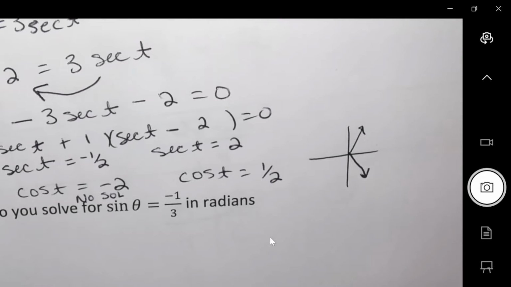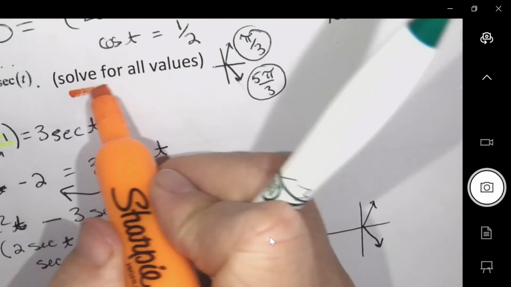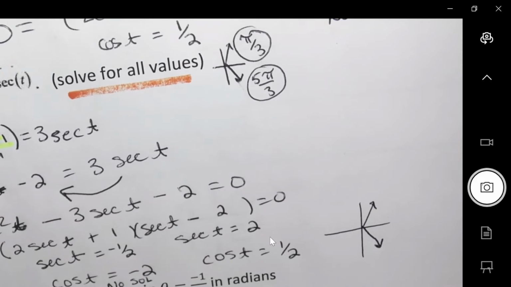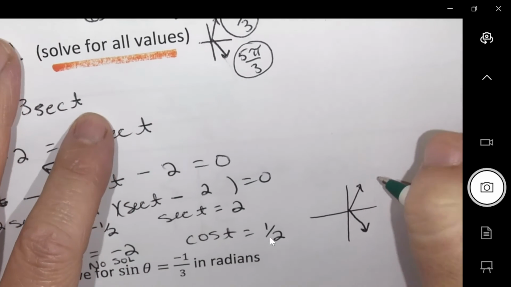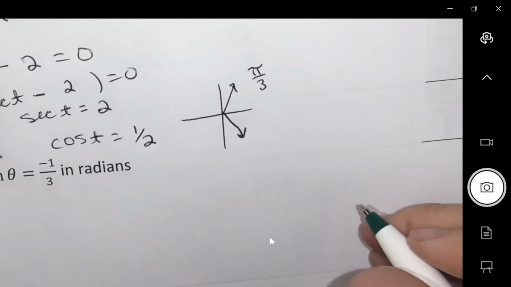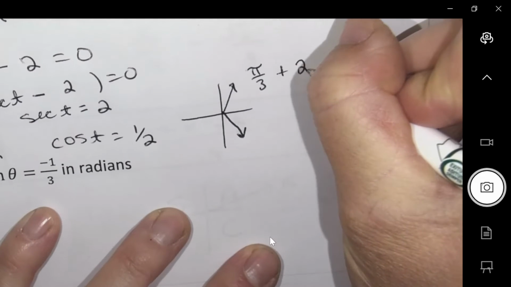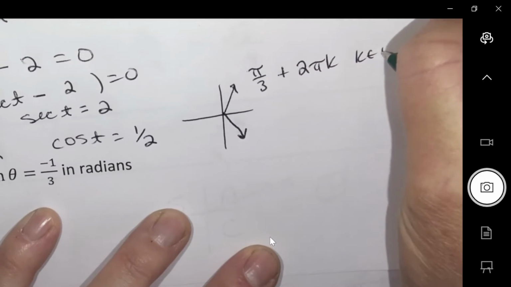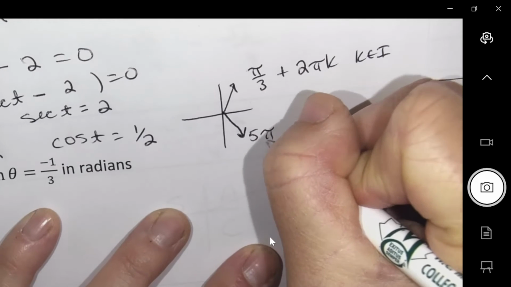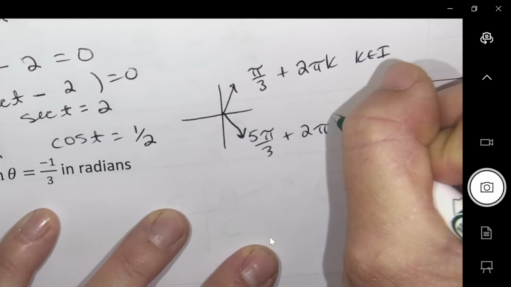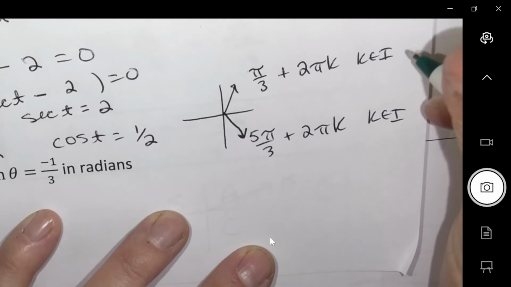But this says something different. It has solve for all. So now we go pi over 3 plus 2 pi k. So we have to attach that, otherwise it would have been the same answer.